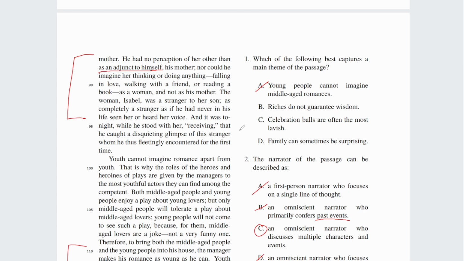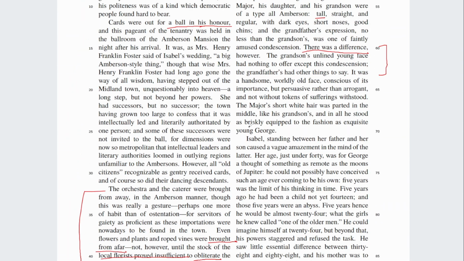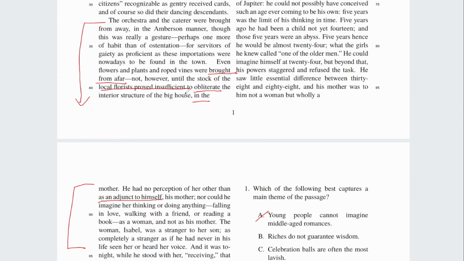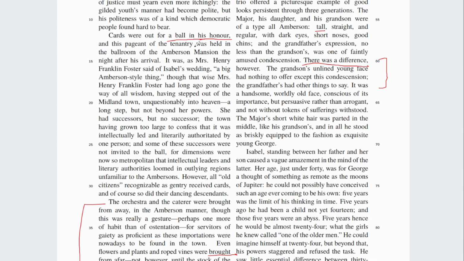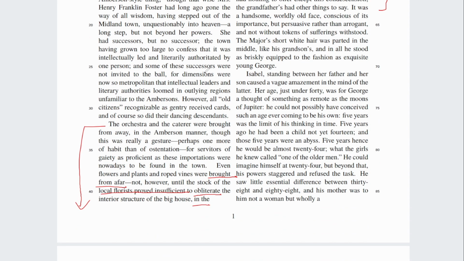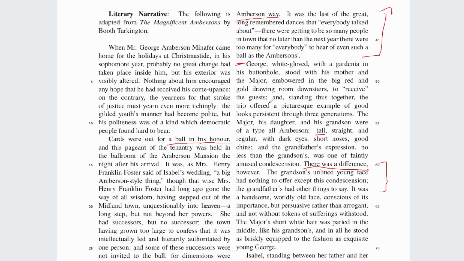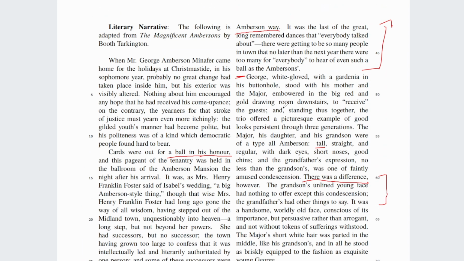Riches do not guarantee wisdom seems like something that we could take away from this passage, right? I think if we want to look back at our structure, we understand that the Ambersons are rich. That is something that I think we really start to understand. People that have ballrooms and that can import flowers and can throw these big parties and have an orchestra and a caterer are certainly rich, right? I think there's no question.